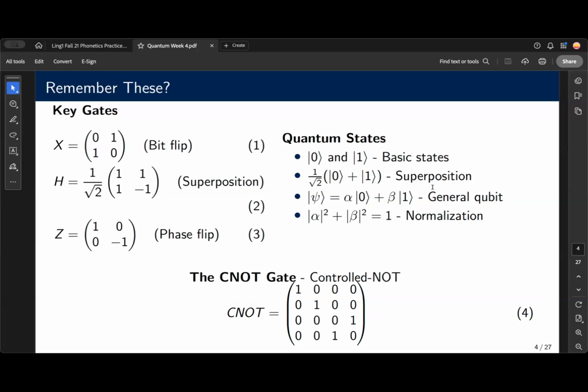So the 0 state, the 1 state, superposition of the 0 and the 1. Then we have the psi state, which is a general representation of alpha 0 plus beta 1. And then we have the normalization, which is the condition that we always satisfy. And at the bottom, we have the CNOT gate, which is the controlled NOT. So if the first qubit is a 1, then the second qubit is flipped. So if the second qubit is a 0, it will be a 1, and vice versa, depending on the first qubit.